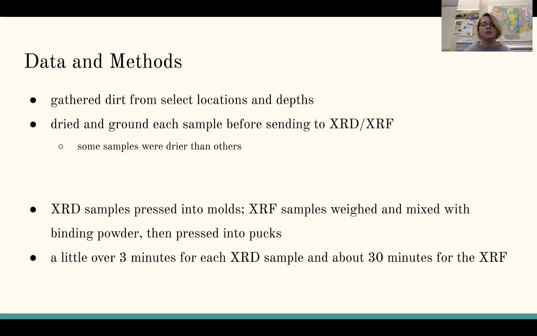The process for getting the samples in the XRD isn't that complicated. The soil is dried, ground up, and gently pressed into molds. On the other hand, to make the XRF pucks, we weighed out 10 grams of the ground up soil and 1 gram of a binding powder. After mixing those two thoroughly, we poured the mixture into a mold, put that in an automatic press, which pushes down all that mixture to approximately 15 tons. That puck goes into a sample holder and then into the machine for it to be read. The samples stayed in the XRD for about 3.5 minutes, while the pucks stayed in the XRF for about 30 minutes.